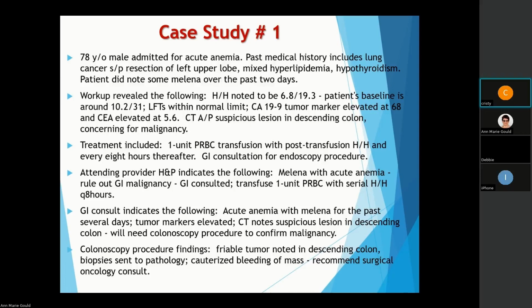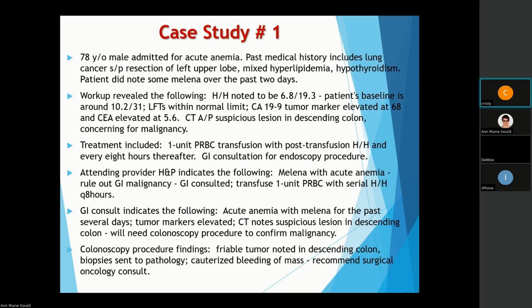Colonoscopy procedure finding: friable tumor noted in the descending colon, biopsy sent to pathology, bleeding of the mass cauterized, recommended surgical oncology. So what is our primary diagnosis here? The melena for right now. Yeah, melena with acute anemia, right?